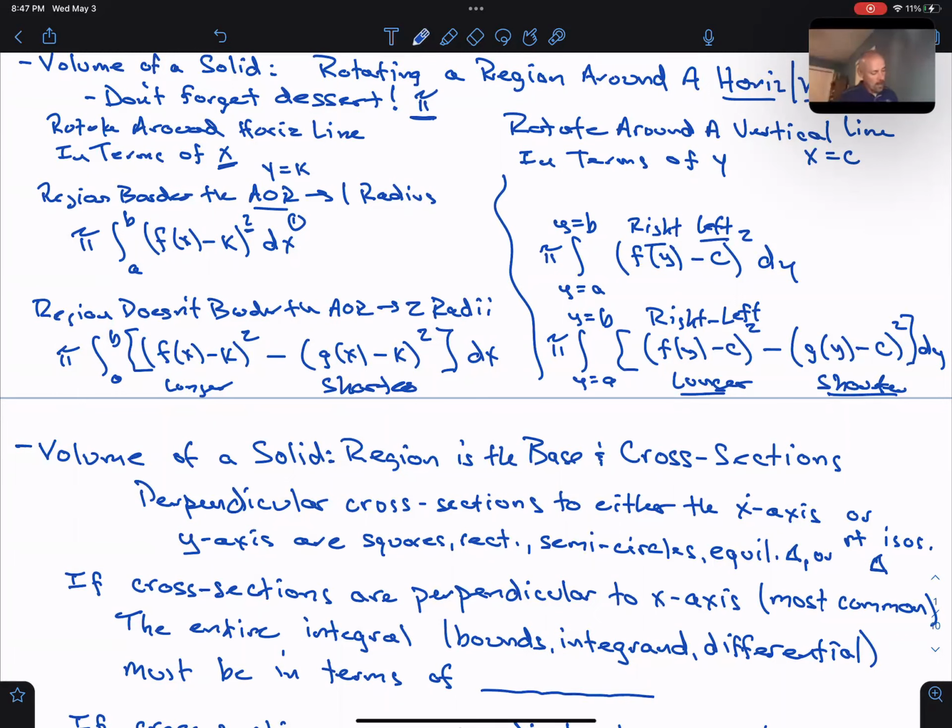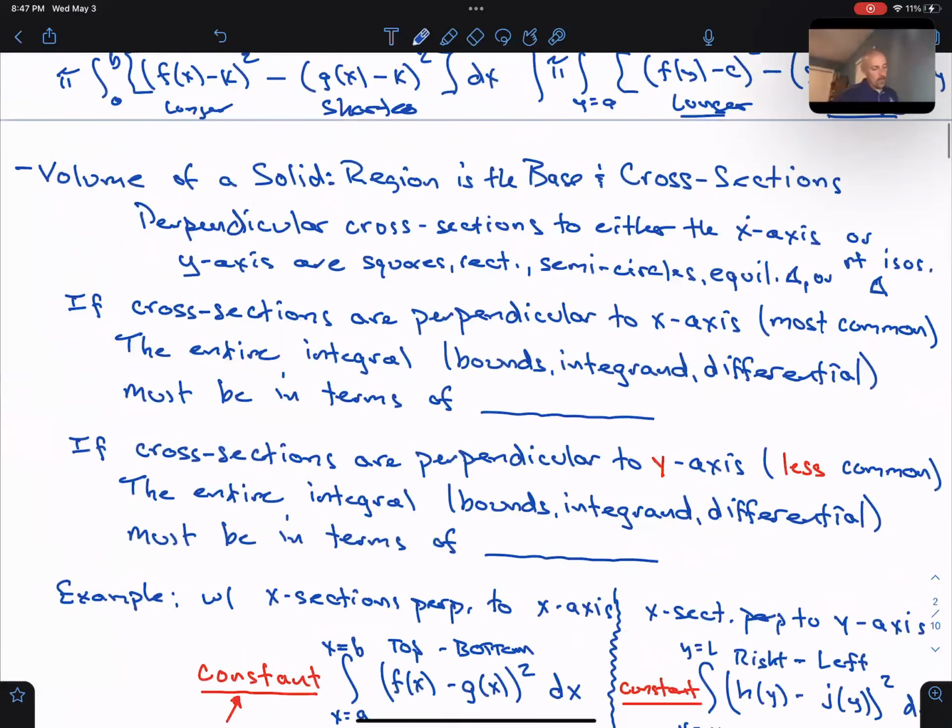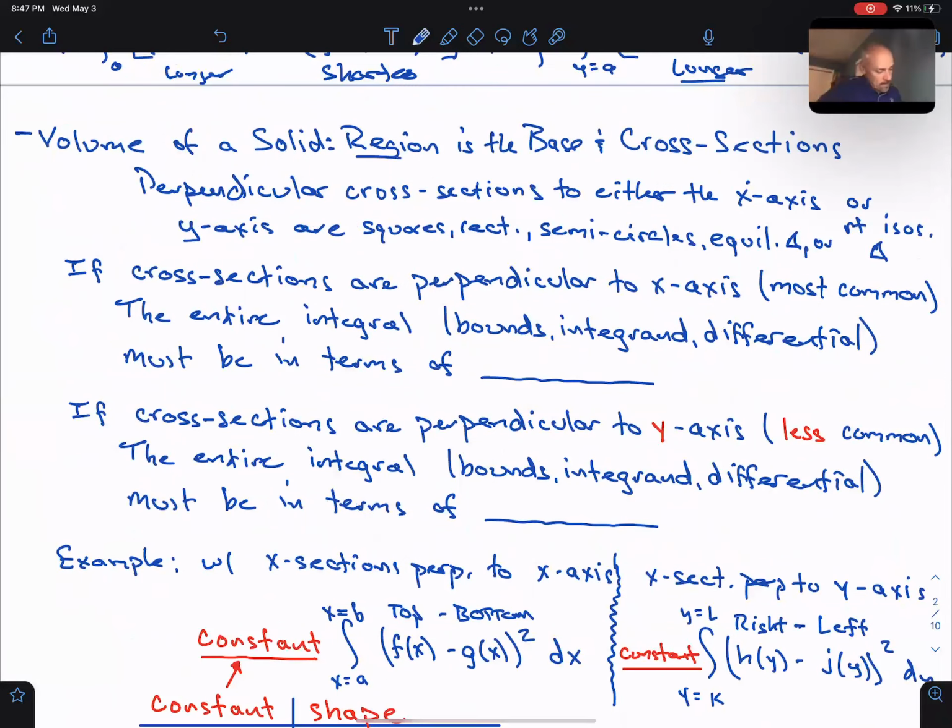Okay, now moving on to the other way that we can form a solid, and that's where the region is the base of our solid, and the cross sections are going to be taken either perpendicular to the x-axis or the y-axis. The cross sections are going to be known shapes: squares, rectangles, semicircles, equilateral triangles, or right isosceles triangles.